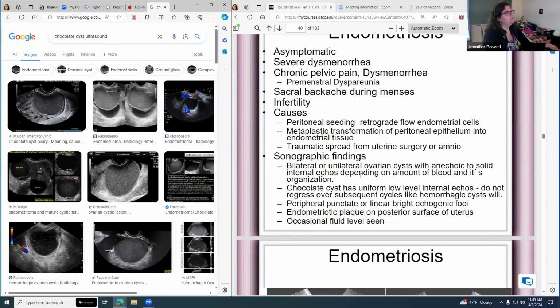Sonographic findings: bilateral or unilateral ovarian cysts with anechoic to solid internal echoes, depending on the amount of blood and its organization. A chocolate cyst has uniform low level internal echoes like this.